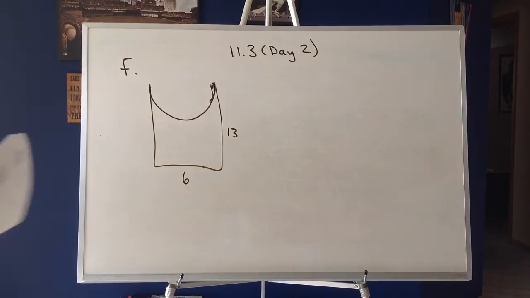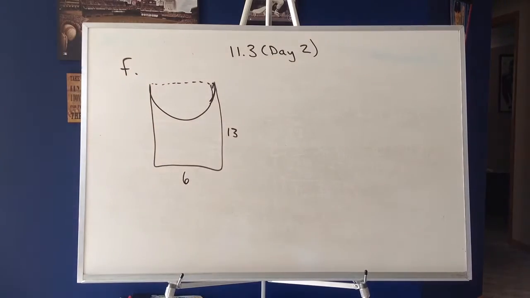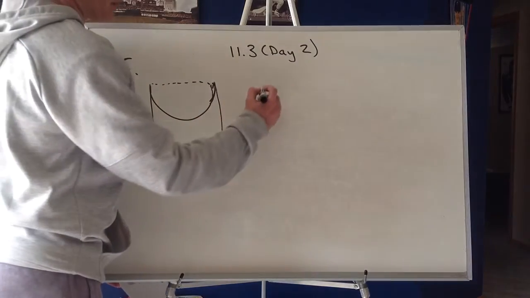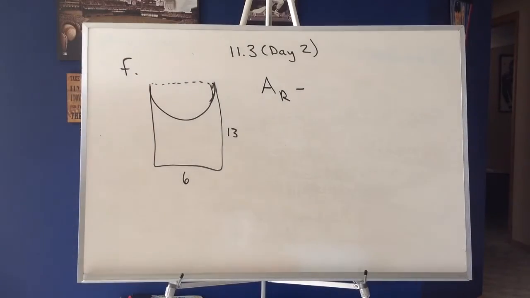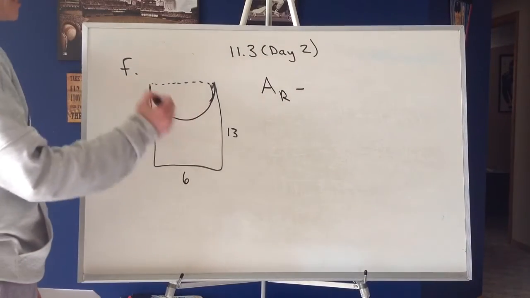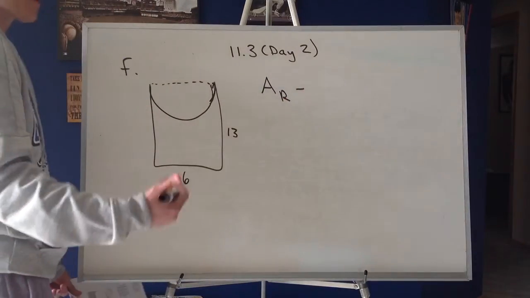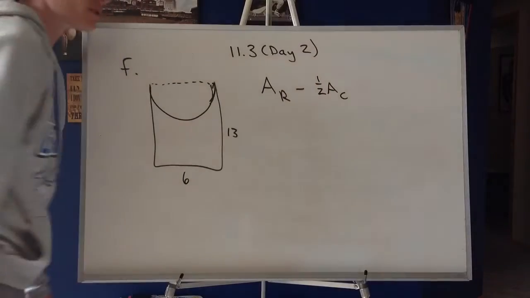All right, so for this one, if you notice your big shape, if you were to continue it here, excuse me, would be a rectangle. So we want to take the area of the rectangle, and then minus, we want to take basically this bite out here, which is a semicircle. Okay, so area of a semicircle would just be 1/2 the area of a full circle.